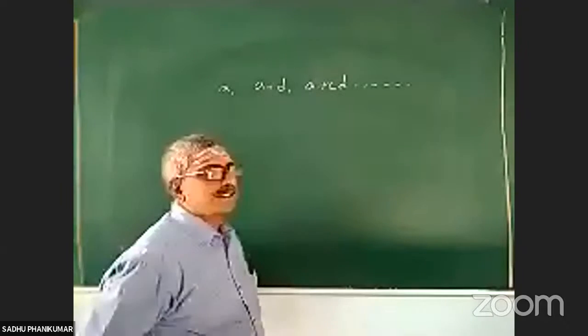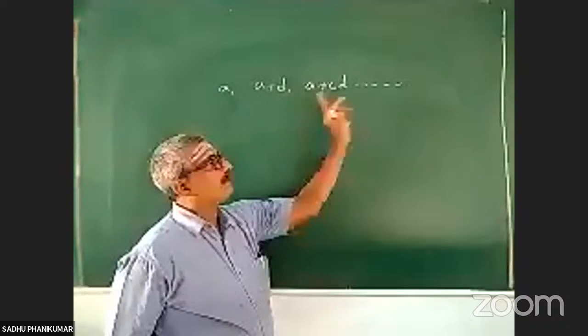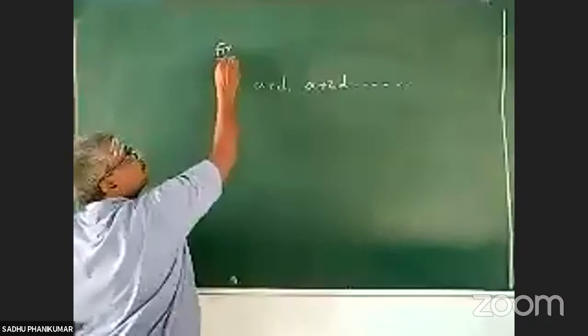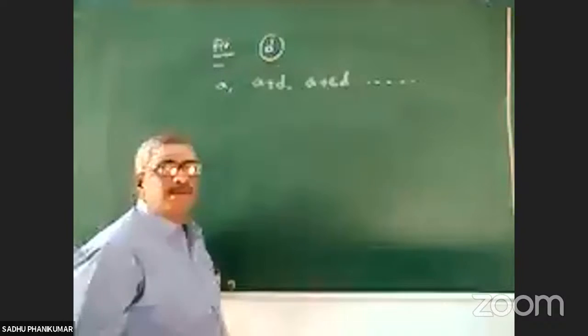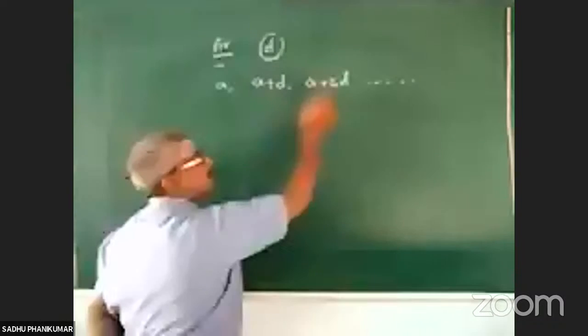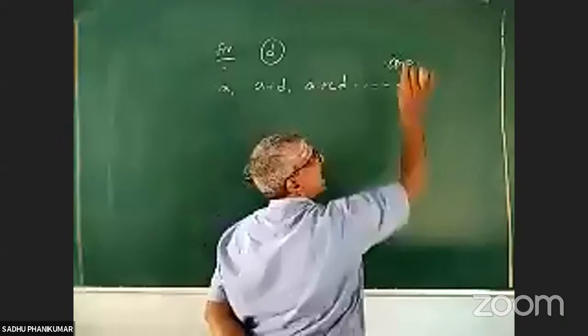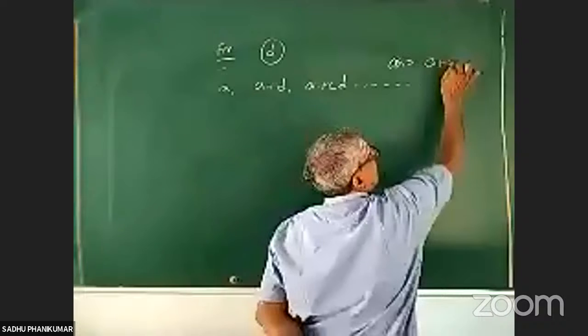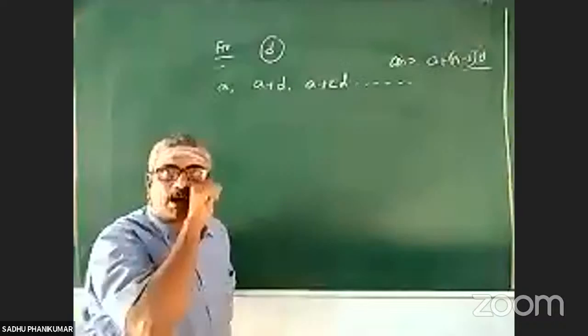We already discussed it. In our last class, this is the general form of AP: a, a plus d, a plus 2d, and so on, where a is the first term and d is called the common difference. The nth term is called a_n, and a_n is equal to a plus (n minus 1) into d. This is the general form of the AP.